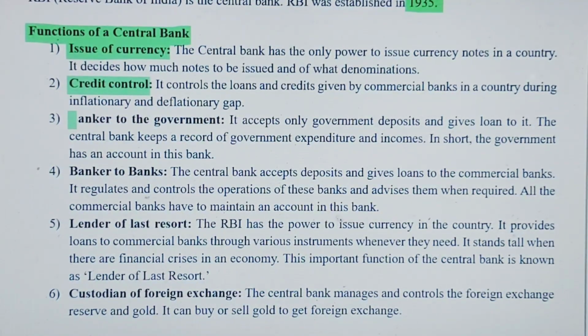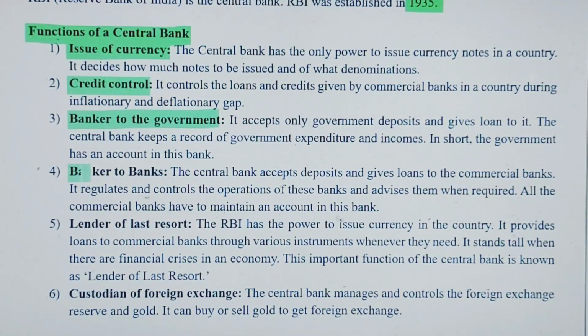The third function is banker to the government. It accepts only government deposits and gives loans to them, and the central bank keeps the record of government expenditure and incomes. In short, the government has an account in this bank. So the common public cannot open their accounts in the central bank. Only the central government or the state government can open an account here. They can deposit, they can take loans.